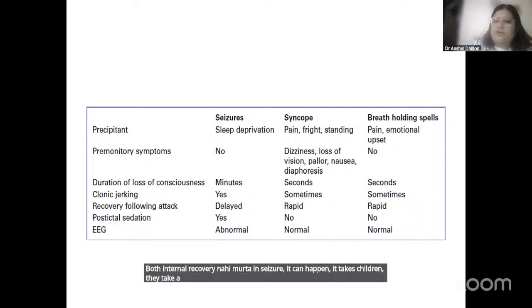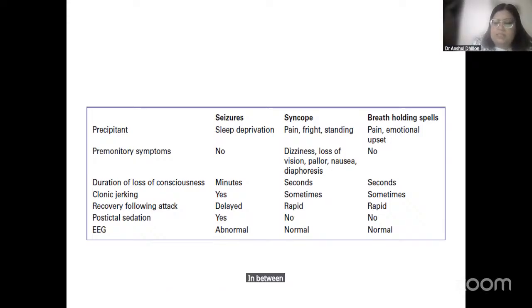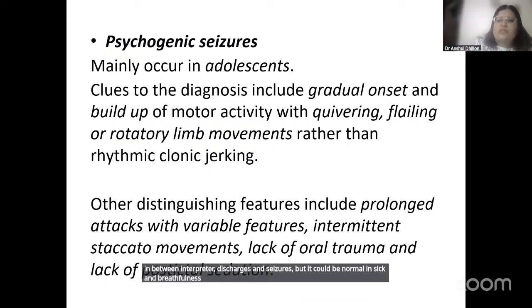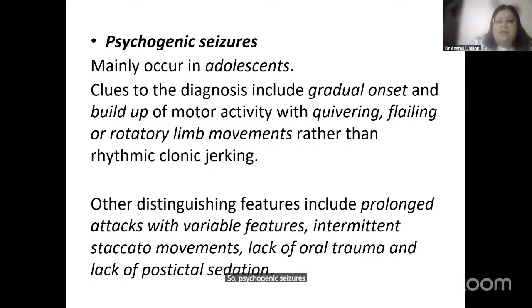And of course if you are not sure, go for an EEG, neurophysiological testing. There you will find interictal discharges in seizures, but it could be normal in syncope and breath holding spell. So psychogenic seizures are called paroxysmal non-epileptic seizures. They are functional, they are psychogenic, and it usually occurs in adolescents.